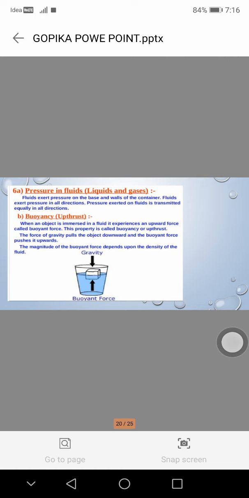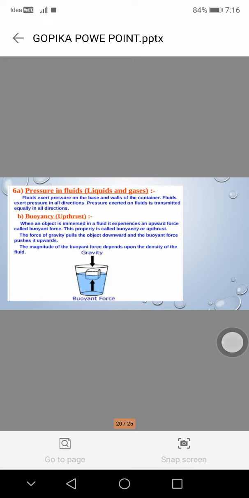Pressure in fluids. Another example, liquids and gases. Fluids exert pressure on the base and walls of the container. Fluids exert pressure in all directions. Pressure exerted on fluids is transmitted equally in all directions.